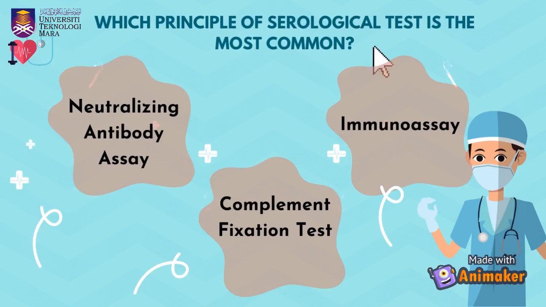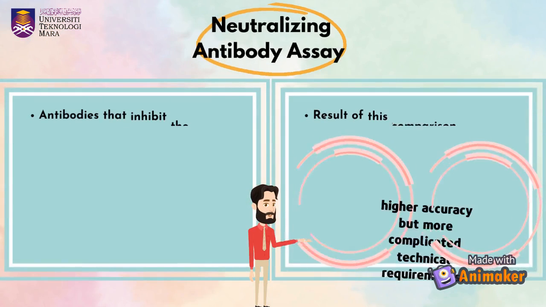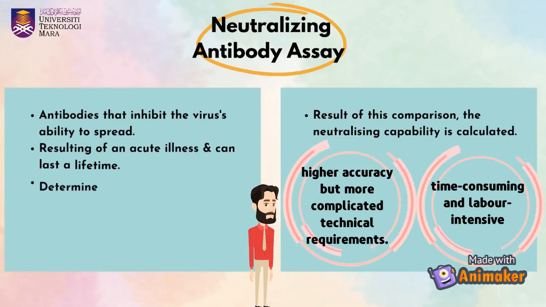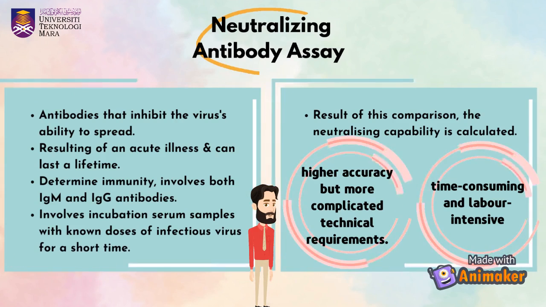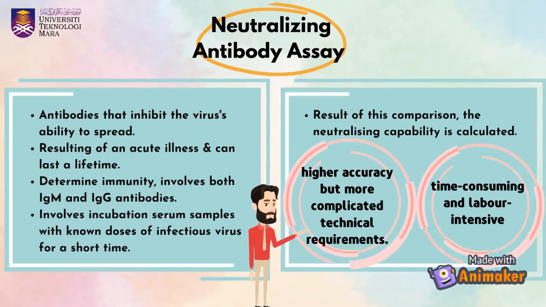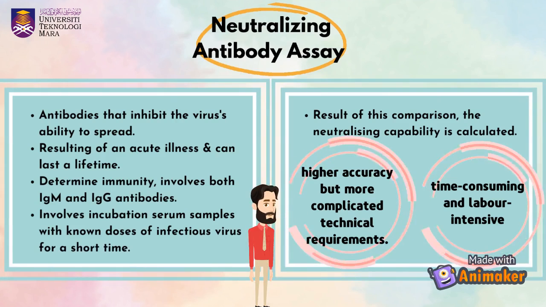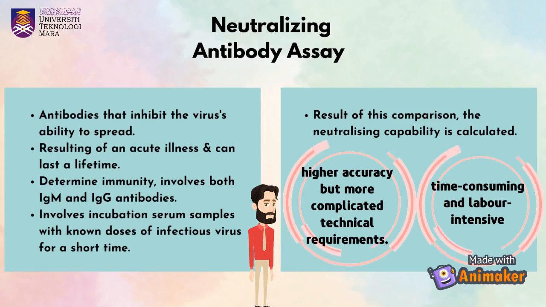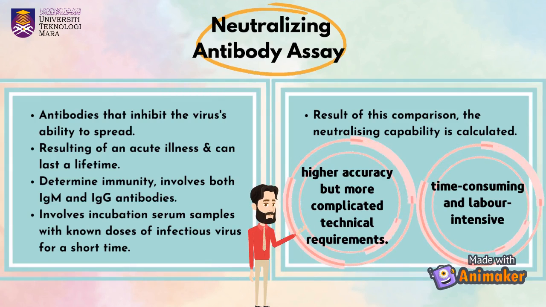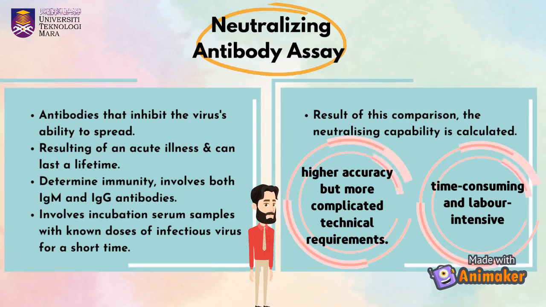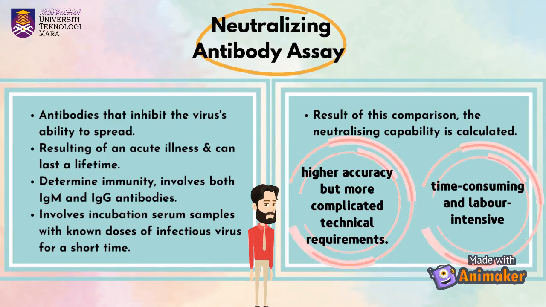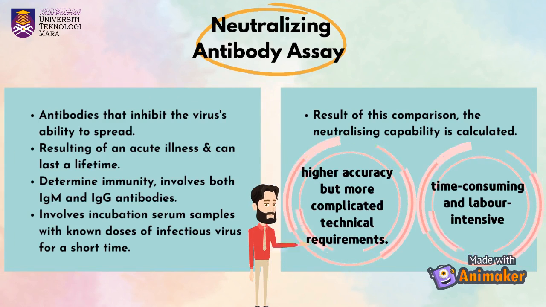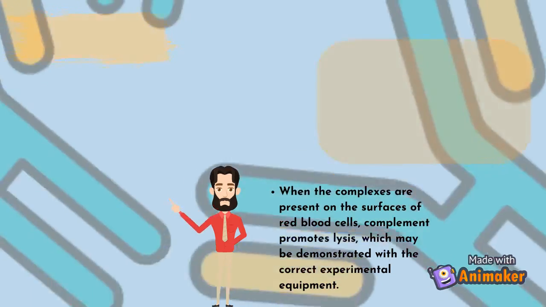The most common principles of serological tests are the neutralizing antibody assay, complement fixation test, and immunoassays. Neutralizing antibodies reduce the virus's infectious ability and are used to determine immunity, involving IgG antibodies. They involve mixing known amounts of infectious virus with serum samples and incubating them for a short time. Today, plaque reduction assays are frequently used to perform neutralizing antibody assays, which have higher accuracy but more complicated technical requirements, because they are not extensively used in regular diagnostic services.